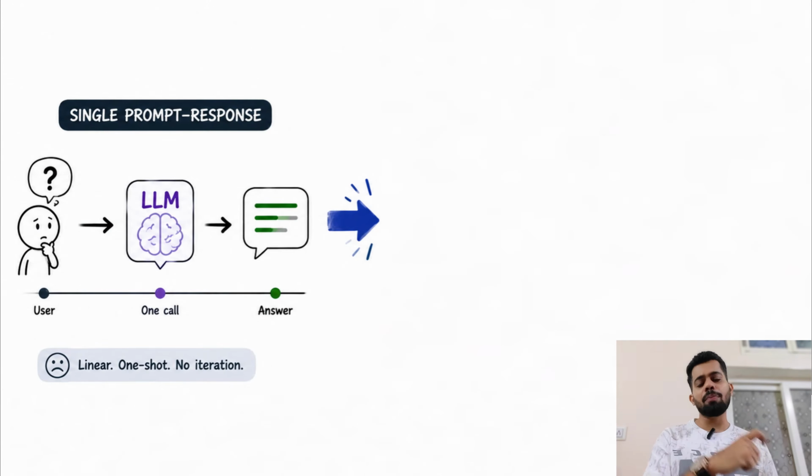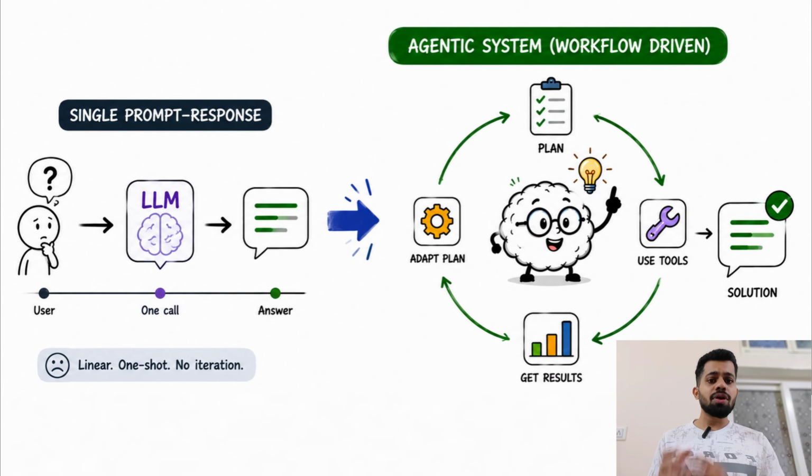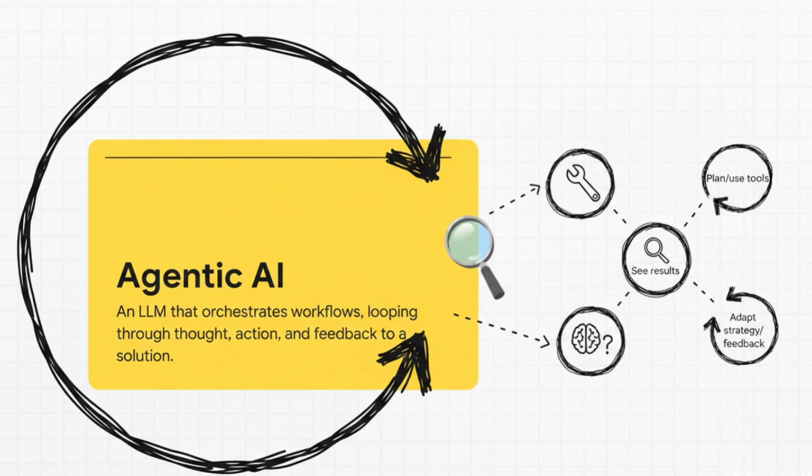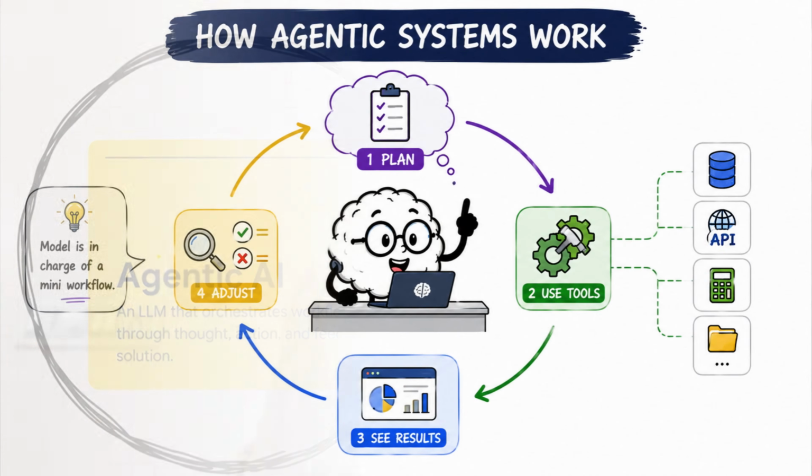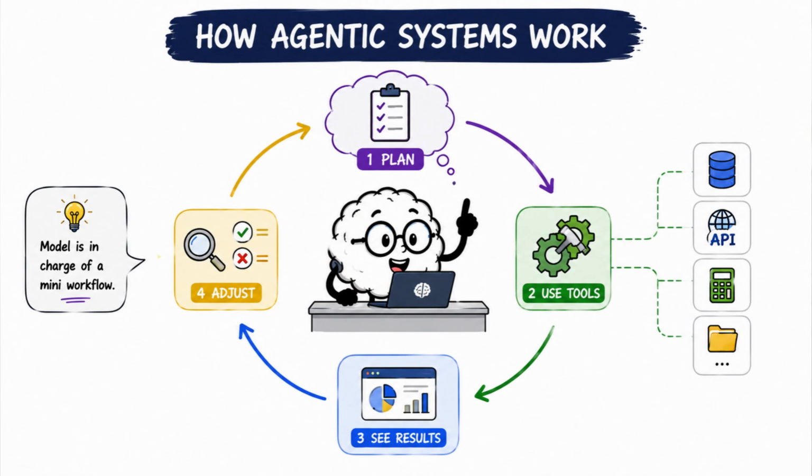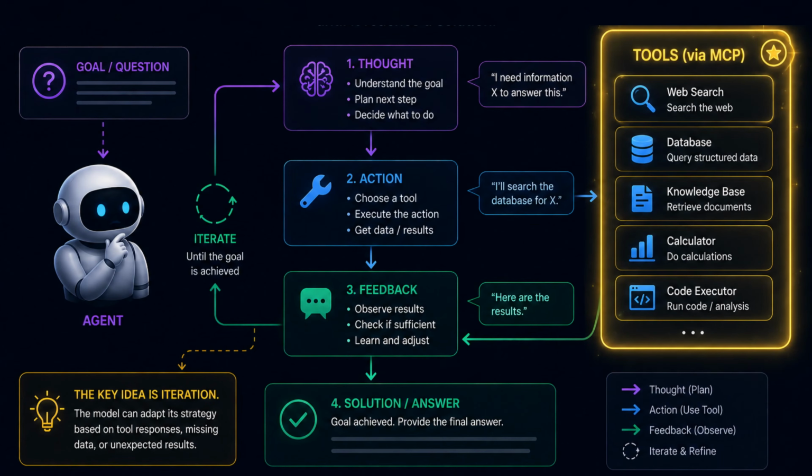Rather than a single prompt-response interaction, an agentic system puts the large language model in charge of a small workflow. In an agent setup, the model doesn't answer immediately. Instead, the LLM is put in charge of a little workflow. It can plan out steps, use tools, see the result, and adjust its plan and so on. It's not answering in one go. It's looping through thought, action, feedback until it reaches a solution. The key idea is iteration. The model can adapt its strategy based on the tools, responses, missing data, or unexpected results.